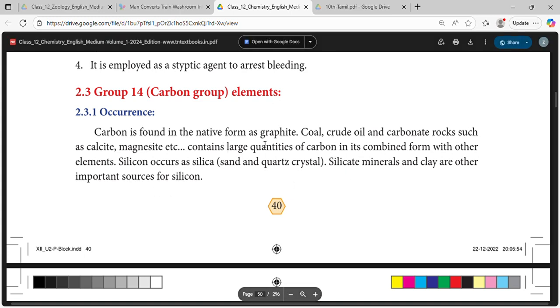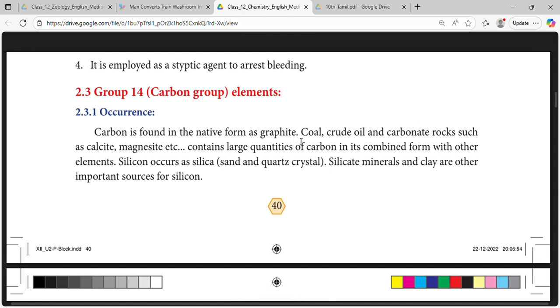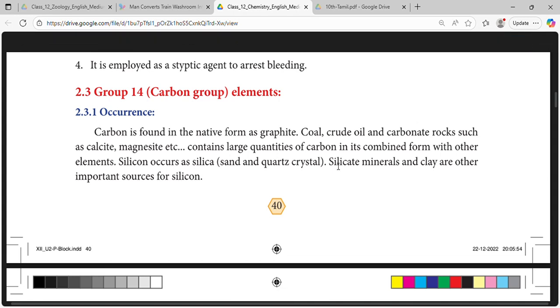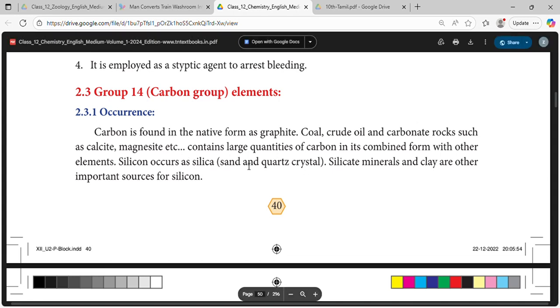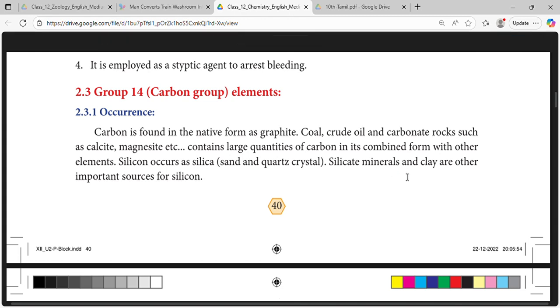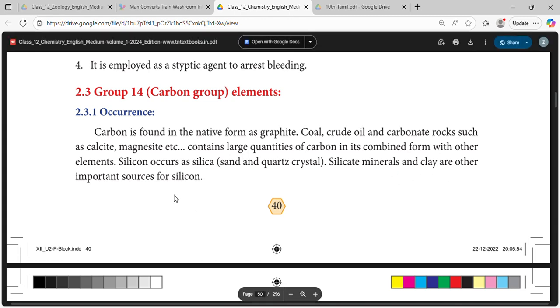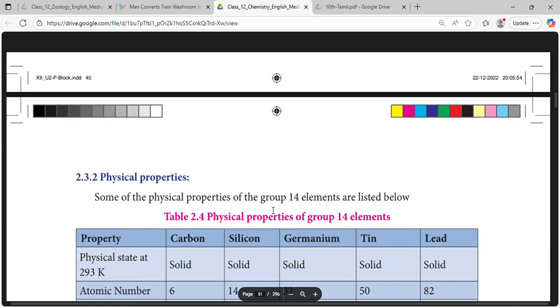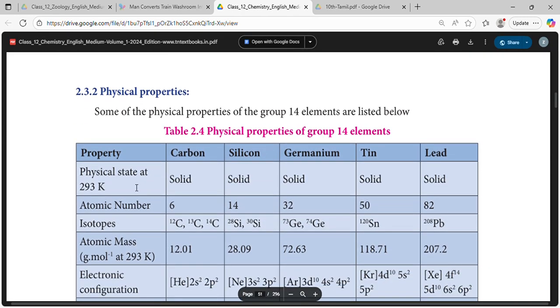Carbon is found in the native form as graphite, coal, crude oil, and carbonate rocks such as calcite and magnesite. It contains large quantities of carbon in its combined form with other elements. Silicon occurs as silica, sand, and quartz crystals. Silicate materials, minerals, and clay are other important sources for silicon.